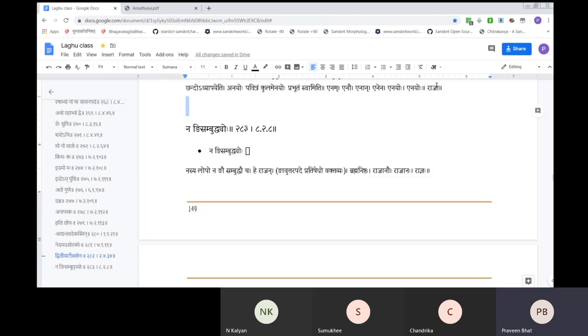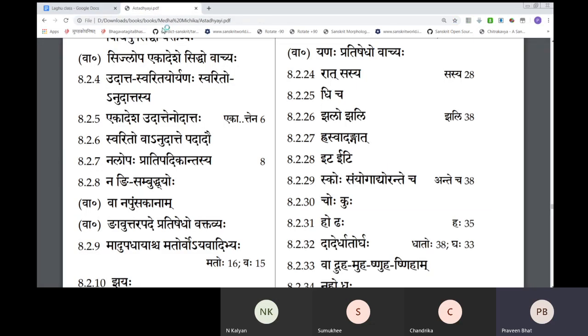So Raja, what happens with the Rajan shabda, a Nakaranta Pullinga shabda? We are doing Halanta Pullinga. In that Nakaranta Pullinga, what happens? We have done this earlier. We have seen Nalopa Pratipadikantasya, and we have seen Upadha Dirgha also. So Upadha Dirgha happens, it becomes Rajan. And the Nakara goes by this sutra, Nalopah Pratipadikantasya, 8.2.7.